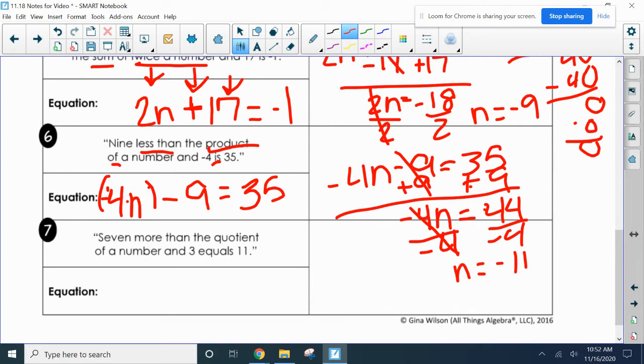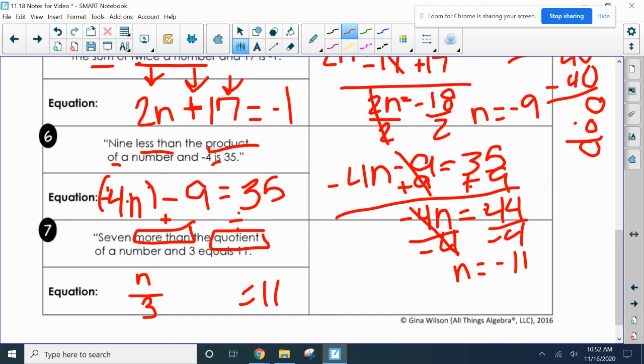Awesome. All right, so then I have 7 more than the quotient. So more than, we know means what? Addition. The quotient, what does that mean? Division of a number and 3. So equals 11. So we know whatever it is equals 11. All right, so 7 more than the quotient of a number and 3. So number and 3 division.